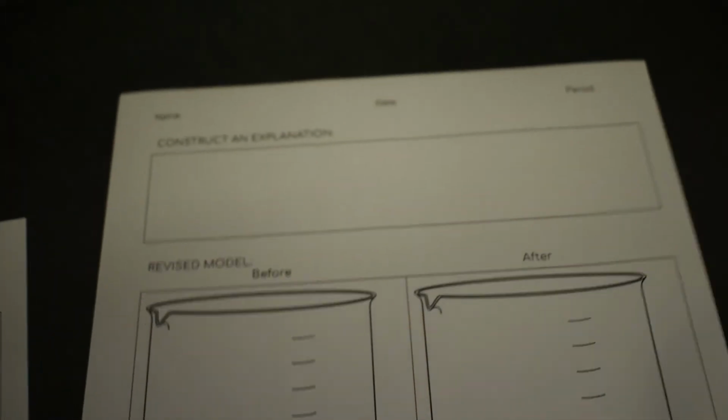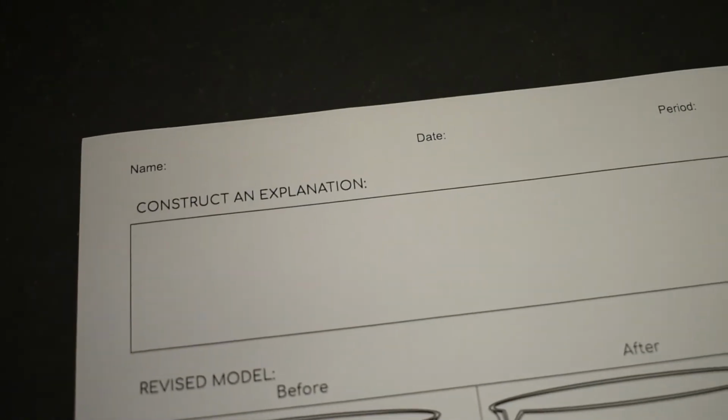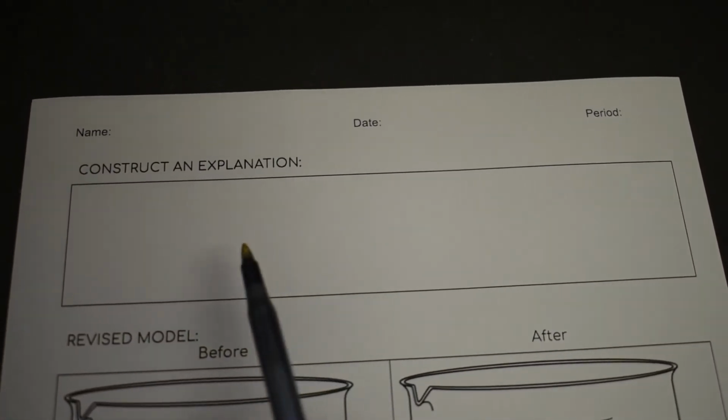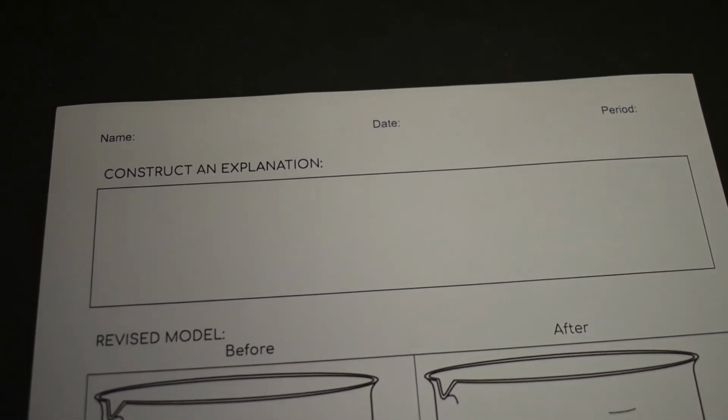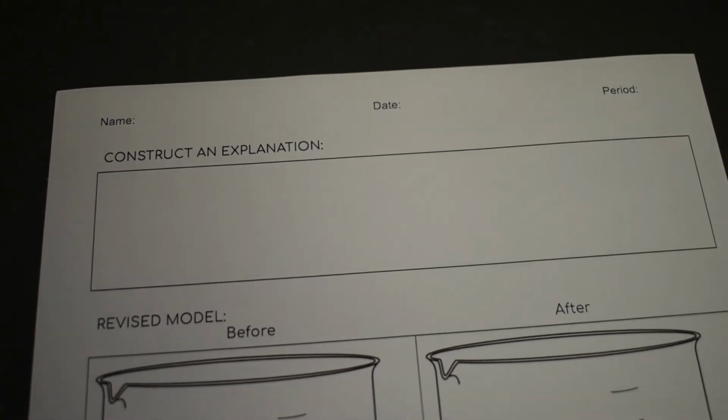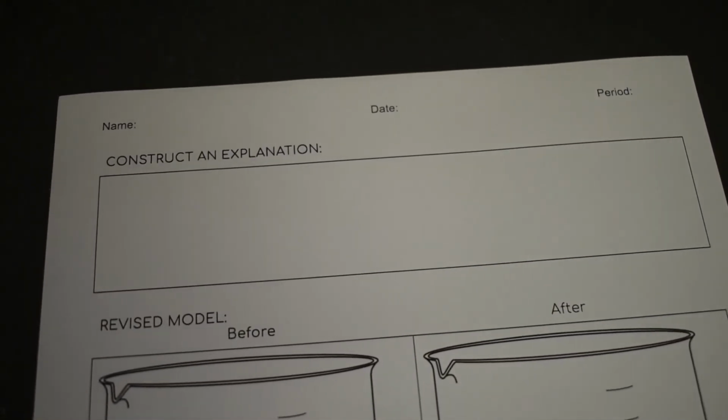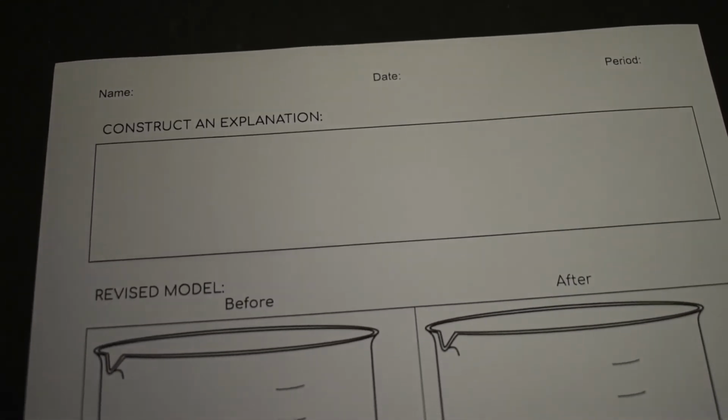And then what you need to do is write an explanation for what you drew in your model. So basically you're writing an explanation for what you think happens when that solution turns solid. What causes that to happen? How does it work? Again, just make your best guess. This doesn't have to be perfect.